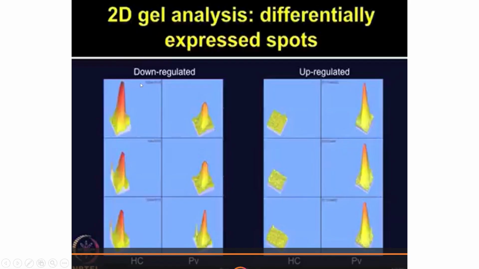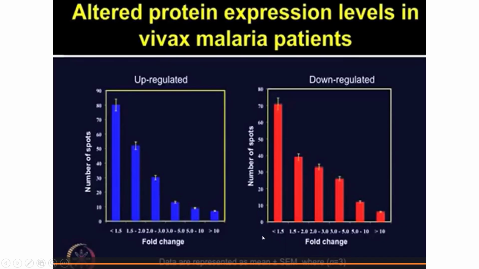There were a few proteins which were found downregulated in the diseased individual compared to the healthy control, whereas a few of the proteins were upregulated in the diseased one compared to the healthy control. So that's what all those studies can be done using this technique. Here we are talking about applications of 2D gel electrophoresis.